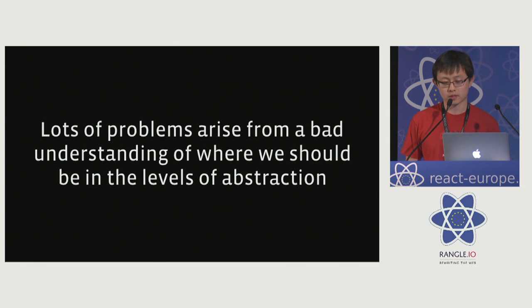Lots of problems in software engineering, lots of the big problems arise from a bad understanding of where we should be in the levels of abstraction. Writing code is easy, to say the least. Writing code, typing on the keyboard is easy. And if you get your abstraction wrong, if you create your library wrong, or if you target your product wrong, no amount of editor refactoring can correct that. You can only have yourself as help.